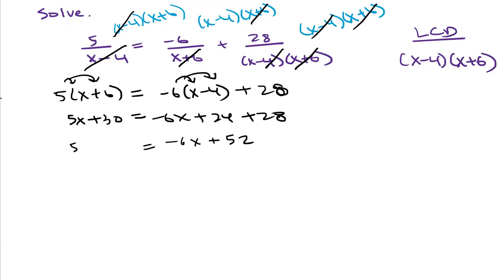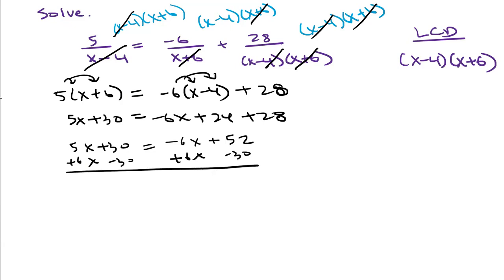And then I have 5x plus 30 on the left. So I'm going to add 6x on both sides, and then I'm going to subtract 30 on both sides. You can do more than one operation at a time. But again, if it's too complicated, just do it one operation at a time.